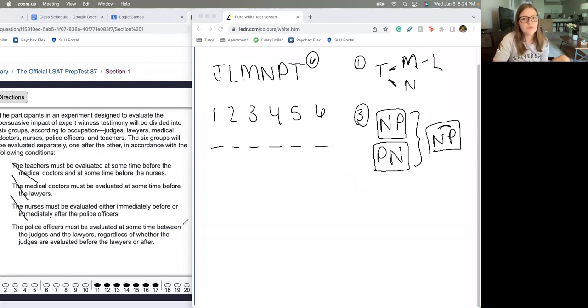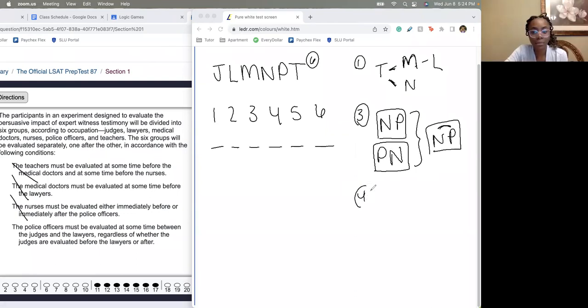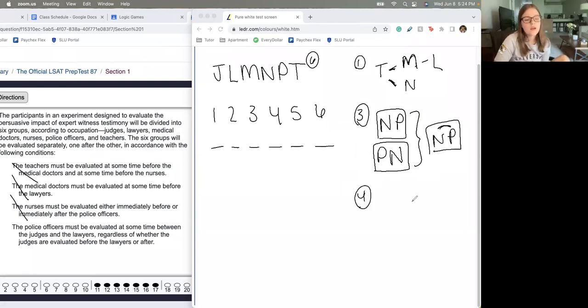All right, moving on to our next one. Number 4. Number 4 says the police officers must be evaluated at some time between the judges and the lawyers, regardless of whether the judges are evaluated before the lawyers or after. This is a lengthy rule. Who wants to take a stab and tell me how they would diagram this rule?